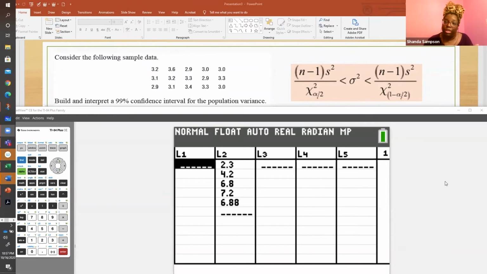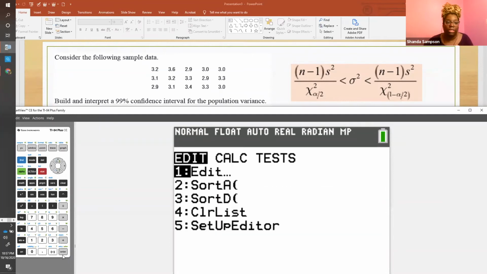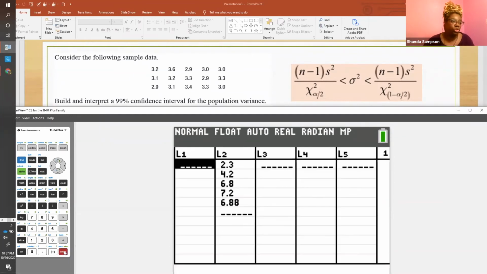The last one we did was for the standard deviation. That's why I wanted to do this one with the population variance. As you can see, the formula is over there. So I'm going to go to stat and edit, and I'm going to put in the data. Feel free to put in the data with me.